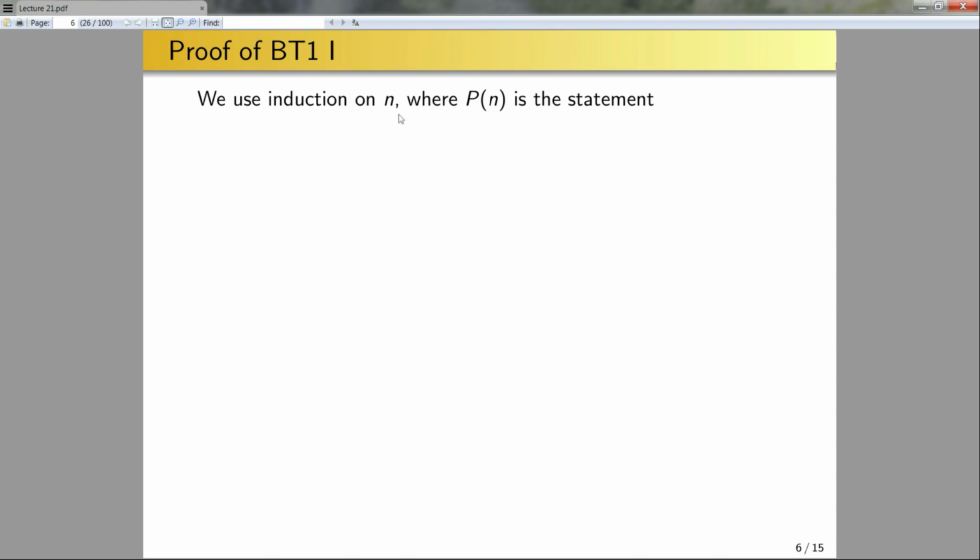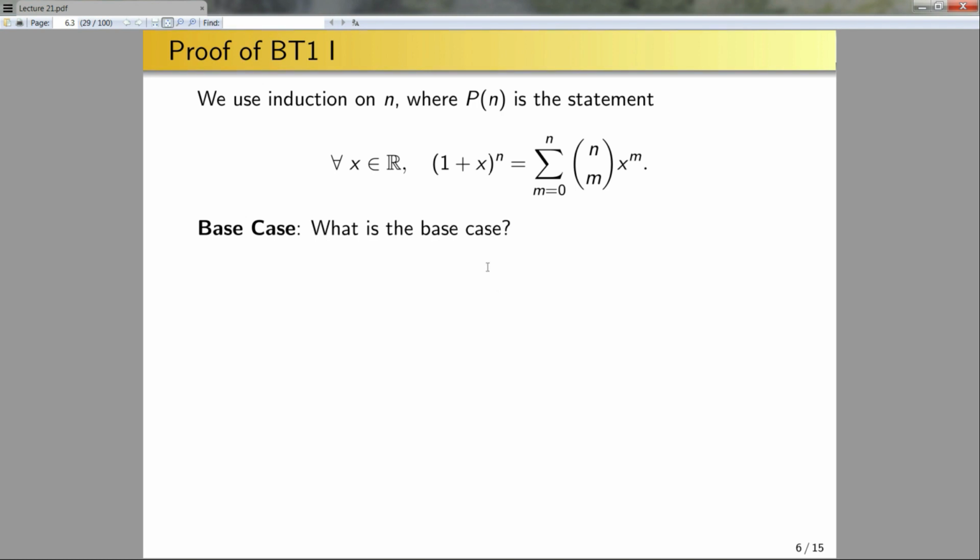So we're going to use induction on n, where p sub n is the statement for all x in R, this term here is equal to this binomial expansion. So base case, what would the base case be? Well, in your book, they started with natural numbers, so the base case was 1. Here, since I'm starting at 0, the base case will be p of 0. So p of 0 is the statement for all x in R, x plus 1 to the 0 is equal to this sum.